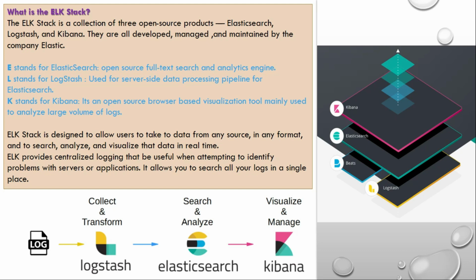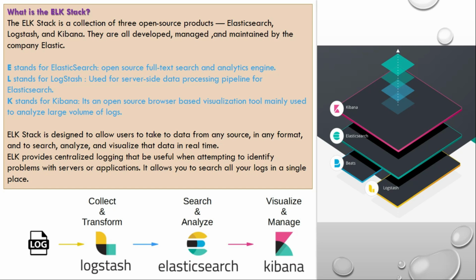In that, E stands for Elasticsearch, an open source full text search and analytics engine, or it can act like a full text database. Then L stands for Logstash. Logstash is a server side data processing pipeline for Elasticsearch. We can build a pipeline from one system to another system. For example, if you want to copy SQL data into Elasticsearch, then we can write the instructions to copy the data from SQL to Elasticsearch like this.